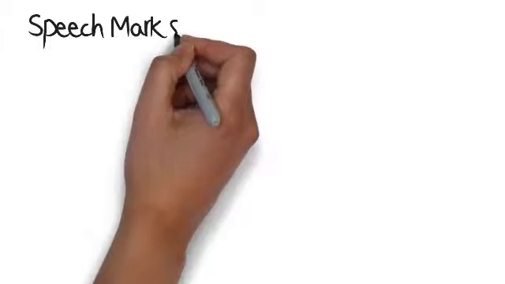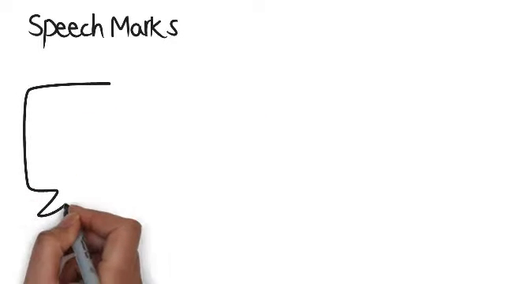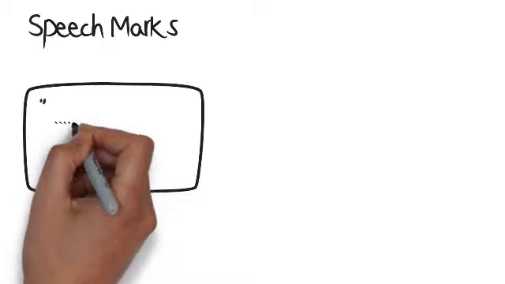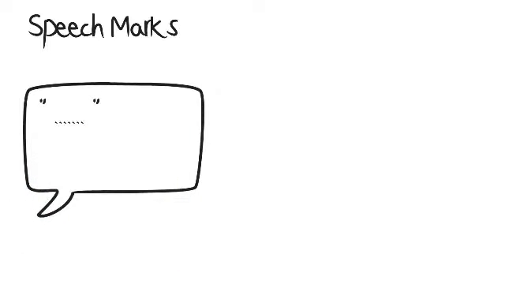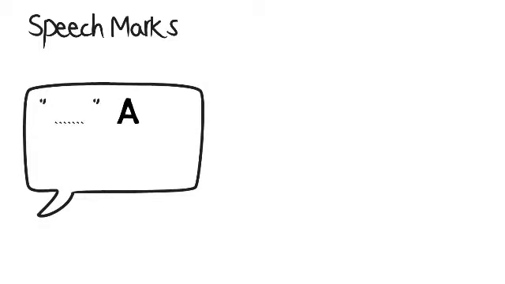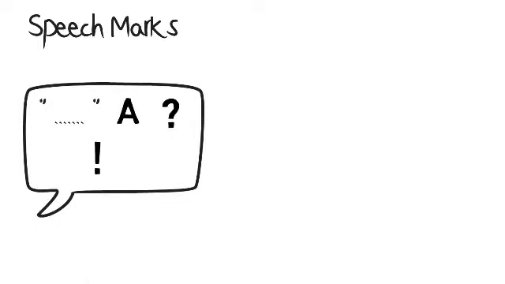Speech marks. Speech marks, or quotation marks, show when someone's speaking. They should come at the beginning and the end of what someone says. Remember to always start speech with a capital letter. Bits of speech can end in a question mark if someone's asking a question, an exclamation mark if someone's shouting, or a comma if the speech is finished but the sentence hasn't.